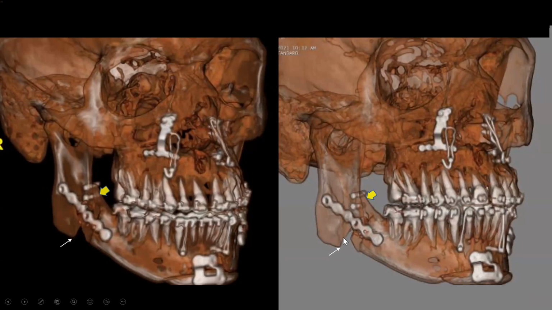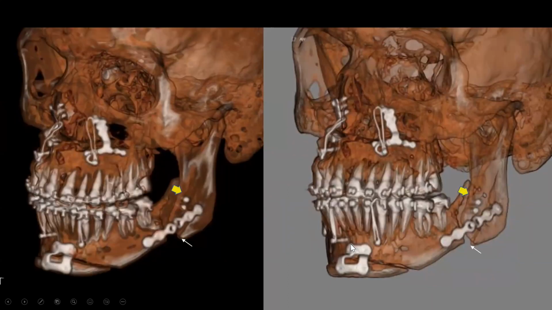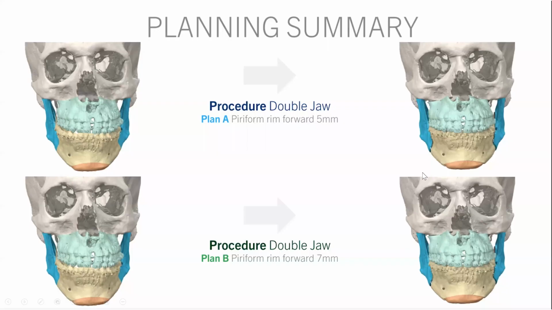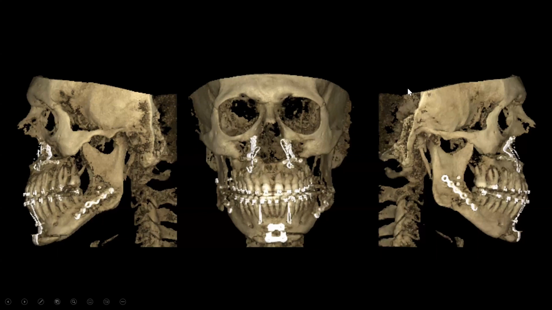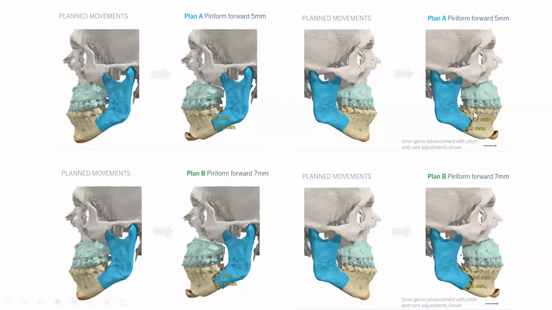You can see that there was a very short osteotomy, on both sides very short. They were actually behind the second molar. Now, two plans were drawn up for this patient. Plan 1 was a 4 millimeter advancement. Plan 2 was about a 5 millimeter advancement. And you can see the surgical design, with the vertical osteotomy at the first and second molar.